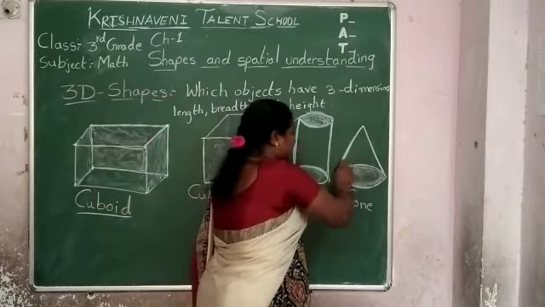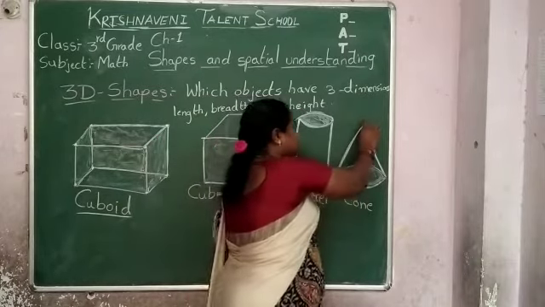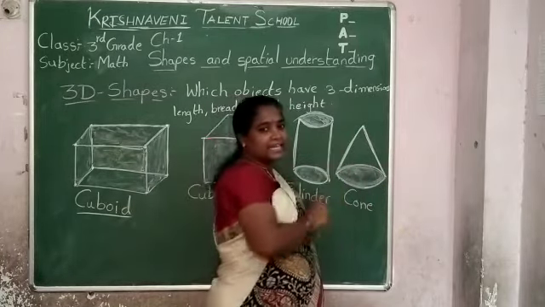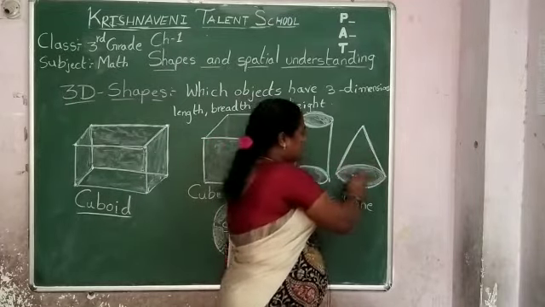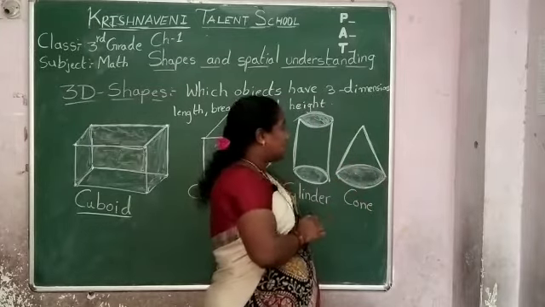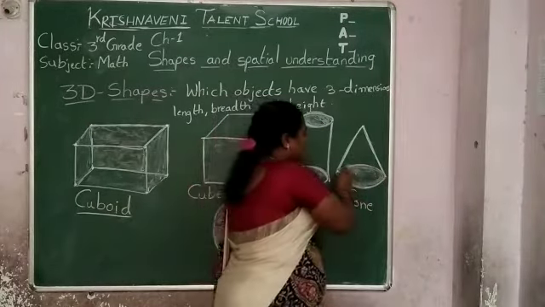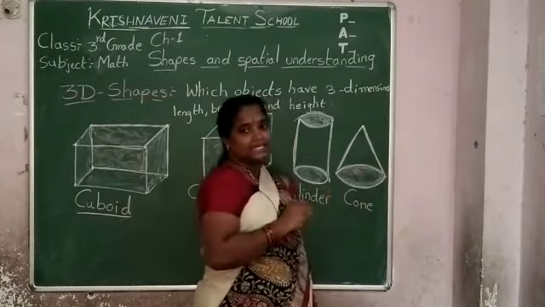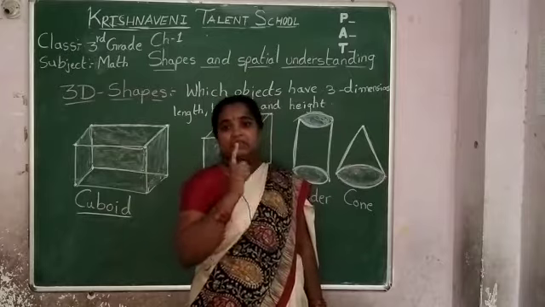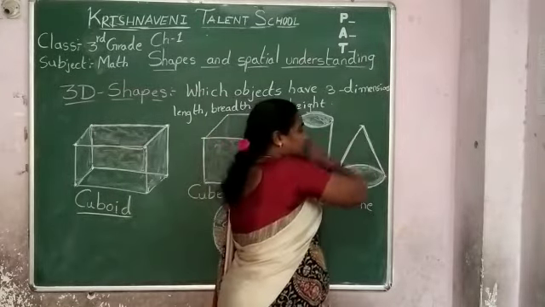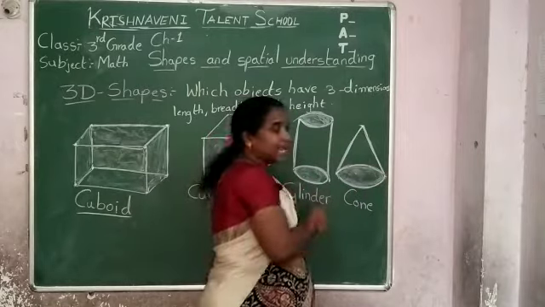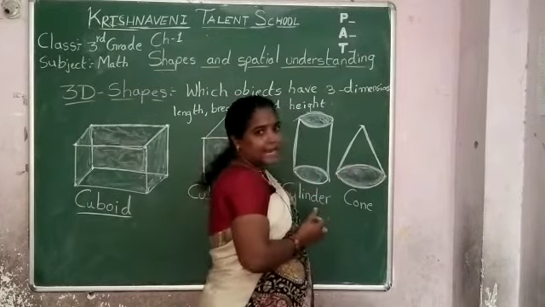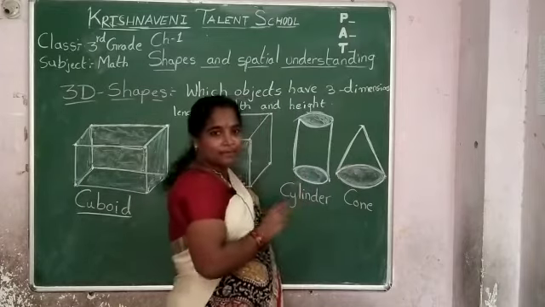Next, what is another shape? Where do you see this? At a birthday party, most of the children are wearing these caps. So how many faces are there here? It has two faces: one curved face, another flat face. How many edges? Only one curved edge. How many vertices? Only one vertex. So every cone has two faces, one plain face and one curved face, one vertex and one edge. Examples of a cone: birthday cap, joker's cap, pennant, ice cream cone.